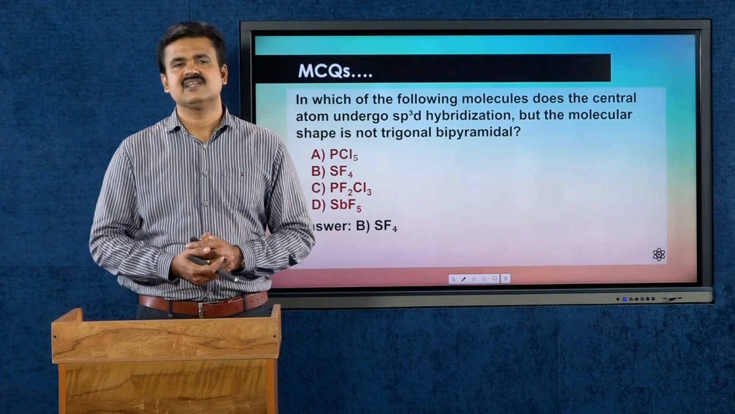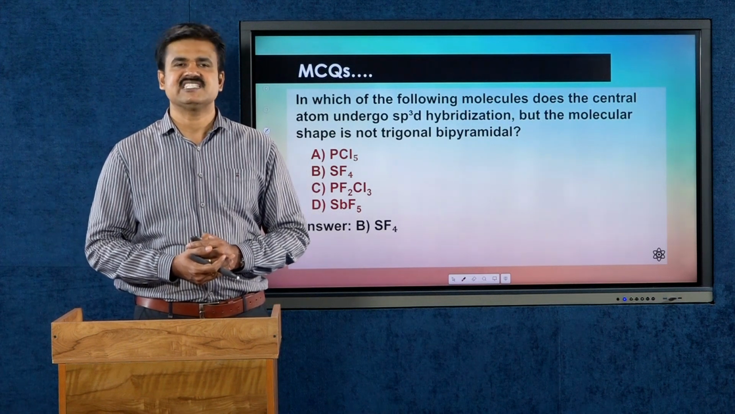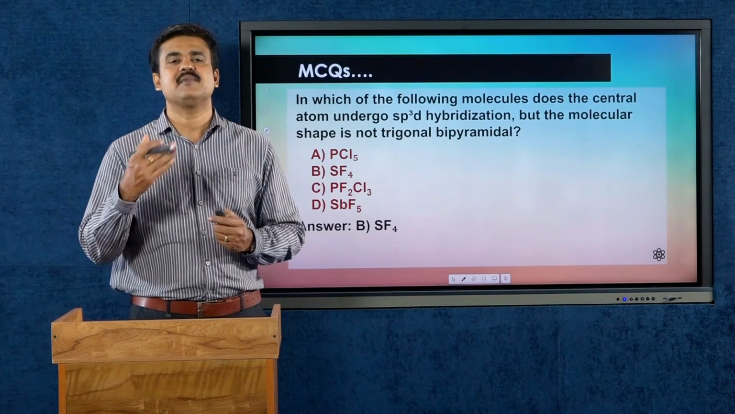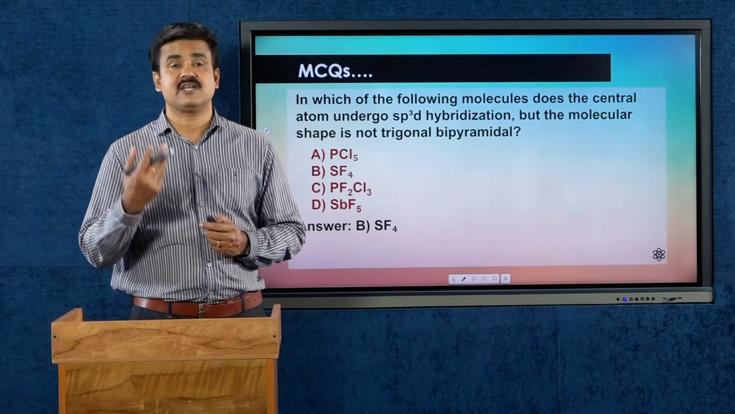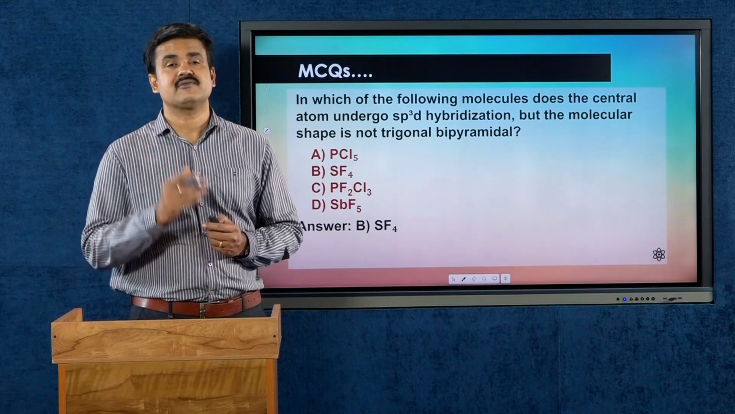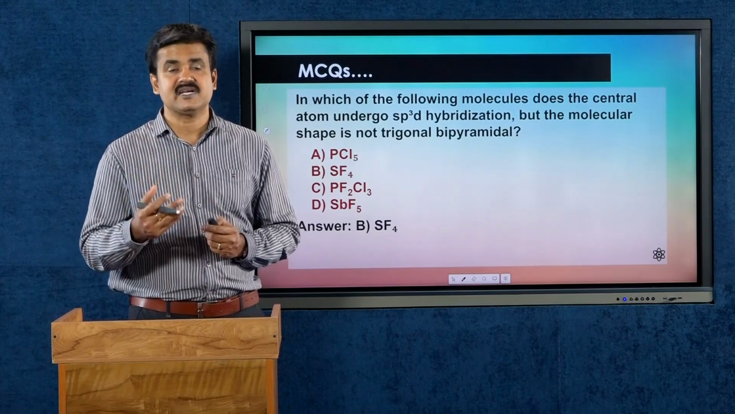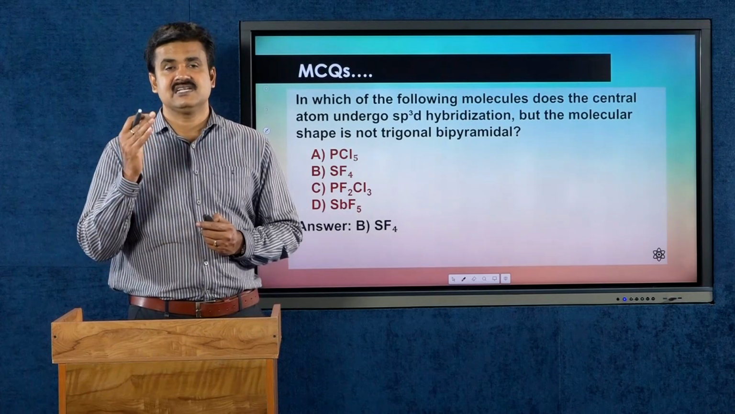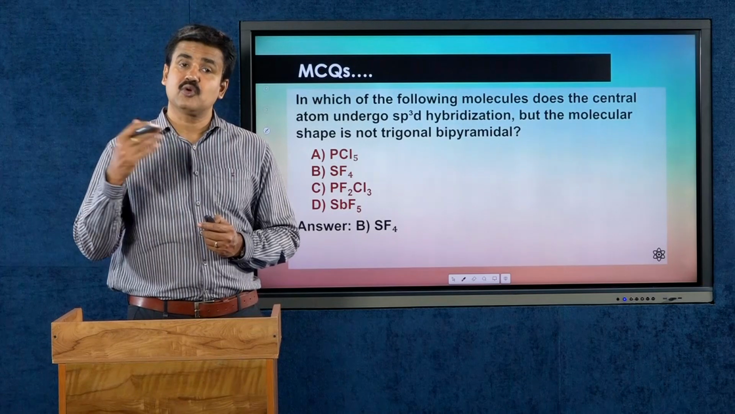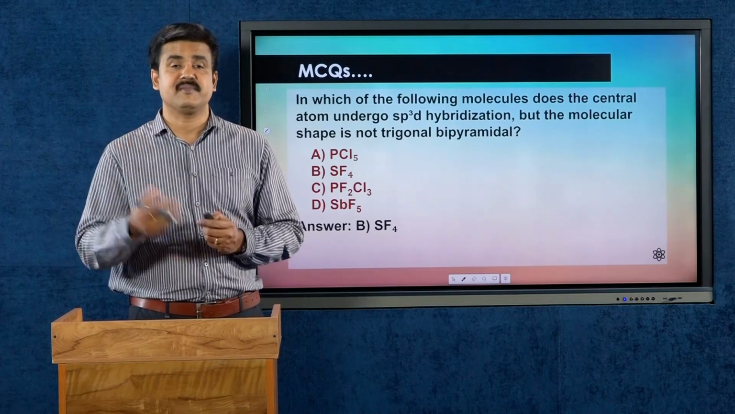In SF4, the central atom sulfur exhibits sp3d hybridization and we are anticipating a trigonal bipyramidal shape, but there is a lone pair. You have to exclude that lone pair. On excluding that lone pair from the trigonal bipyramidal geometry, you will get a different shape. That shape is called a seesaw shape. We can enter into more details of shape and geometry in coming modules.